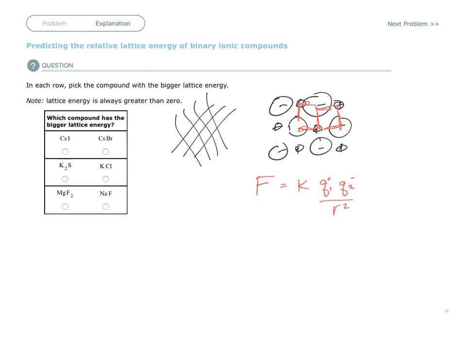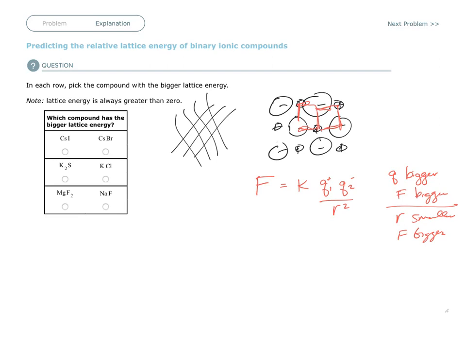So if you want them very, very close together, you'll get a bigger lattice energy. If they're farther away from each other, you're going to get a lower lattice energy. Also, if your charges are bigger, let's say you have a positive 2 charge times a negative 1 charge, well, that would be a bigger force than a positive 1 and a negative 1. So if Q can be bigger, then your force can be bigger. And if R can be smaller, your force can be bigger, since it's on the bottom.